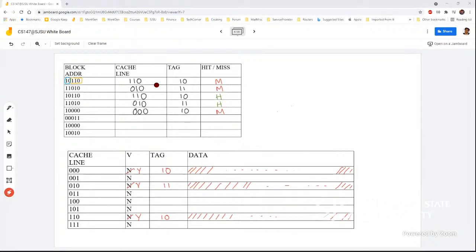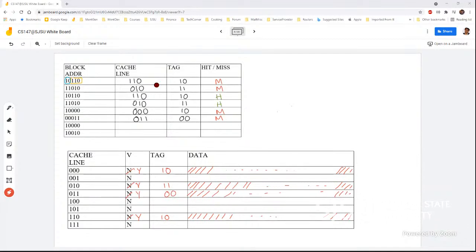Now we move to the next operation: my cache line is 011, tag is 00. Let's see, 011, not valid. So that must be a miss again. Then we bring the data back, change the valid bit, and store the tag 00. Okay, moving on to the next one.